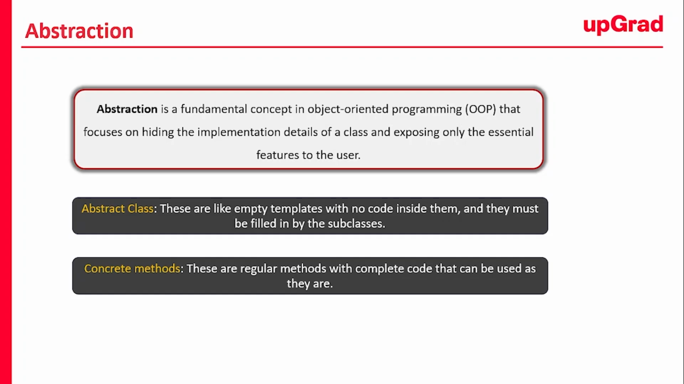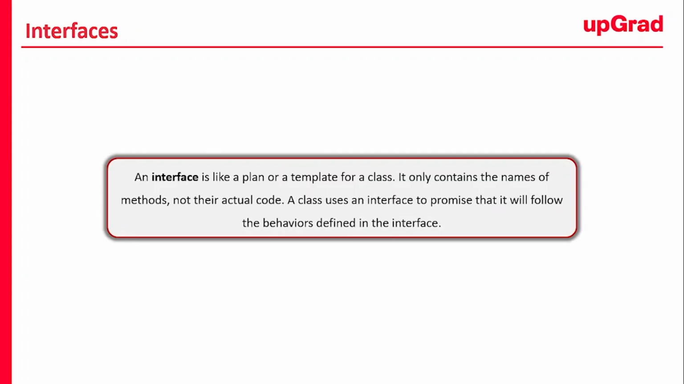Now let's have a look at interfaces as well. So yeah, this is interface. An interface is like a plan or a template for a class. It only contains the names of methods, not their actual code. A class uses an interface to promise that it will follow the behaviors defined in the interface. All right. So let's have a look at it with the help of an example. So now we'll do an example of abstraction, and in which there is a part of polymorphism also.